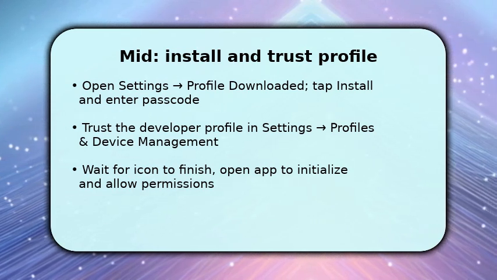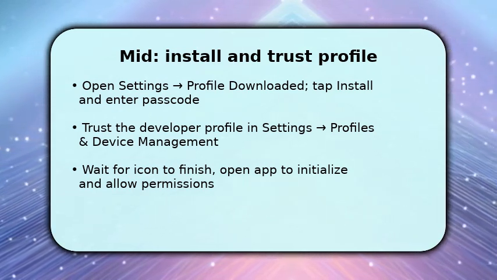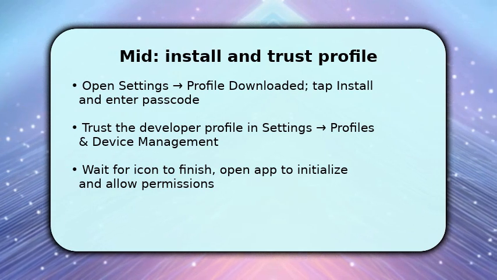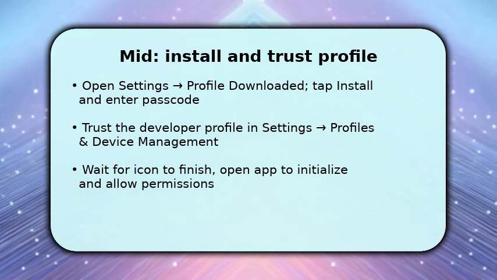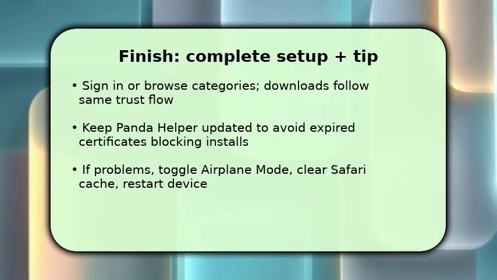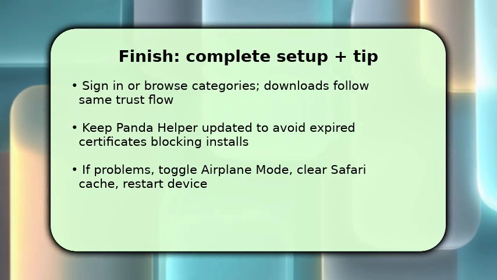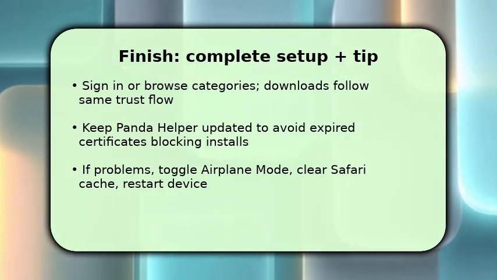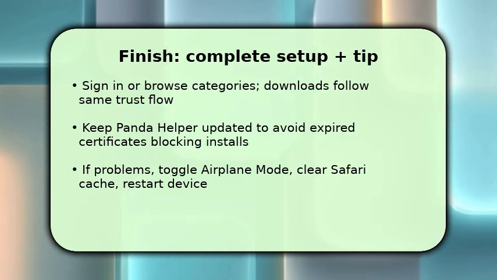Wait for the Panda icon to finish installing. Then open the app to initialize its content and accept any in-app permissions. To complete setup, sign in if you created an account or browse categories to download apps and tweaks. Installations will follow the same profile trust flow.